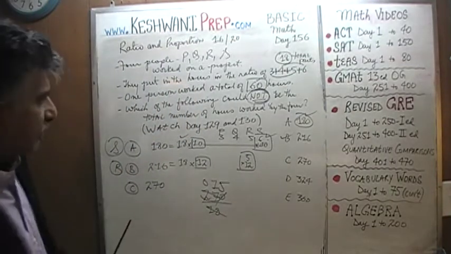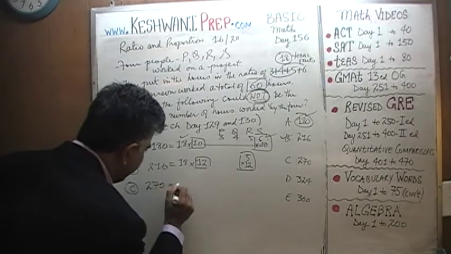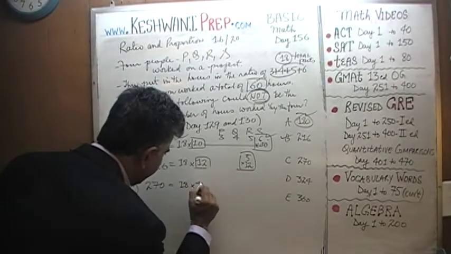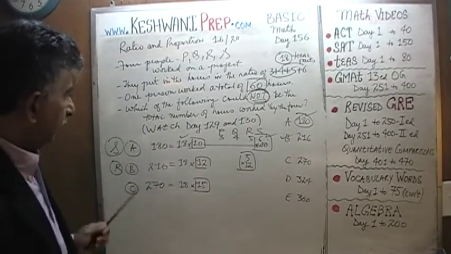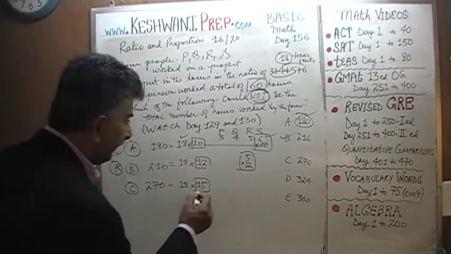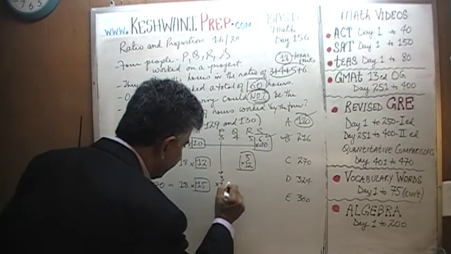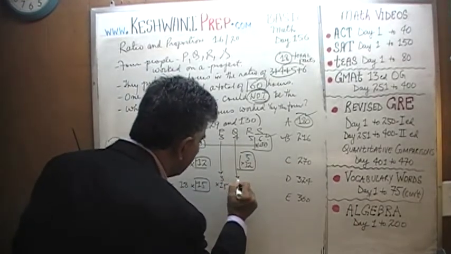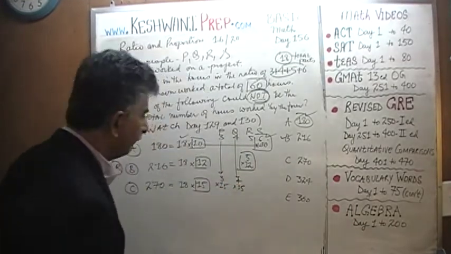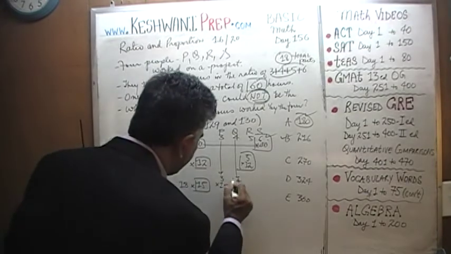Let's see what happens. Each part now is worth 15, because 18 times 15 is going to give us 270. Well, in that case P must have worked 3 times 15. Q must have worked 4 times 15. Oh, there you go, 4 times 15. Actually, that does work, 4 times 15. There you go, that's the one we're looking for.